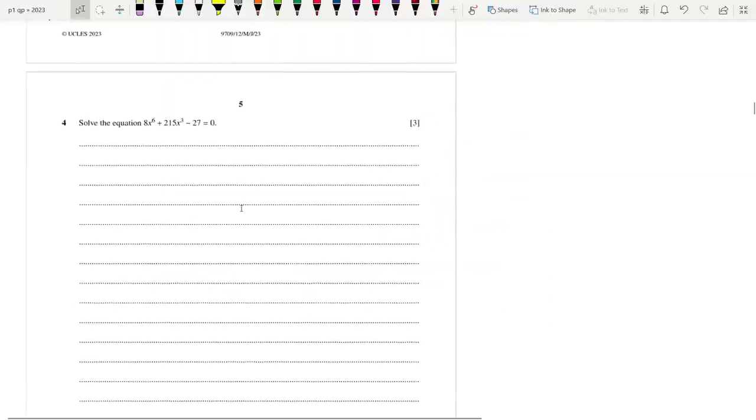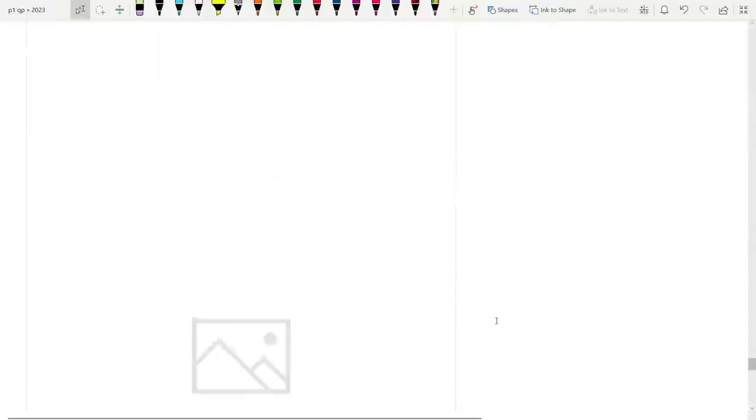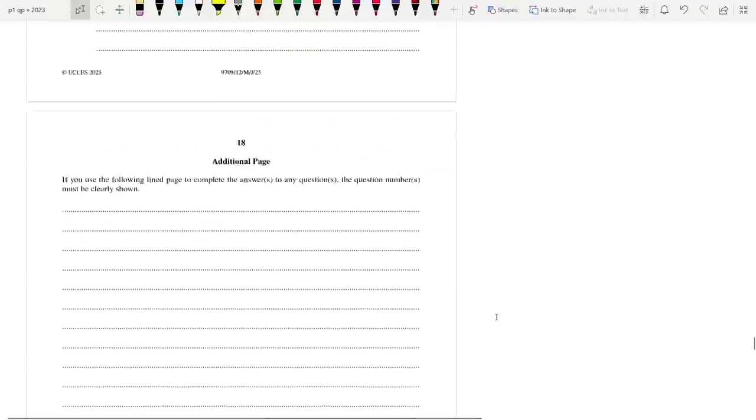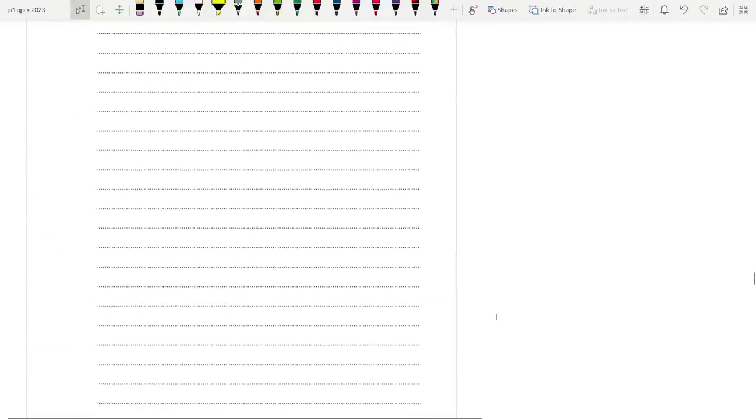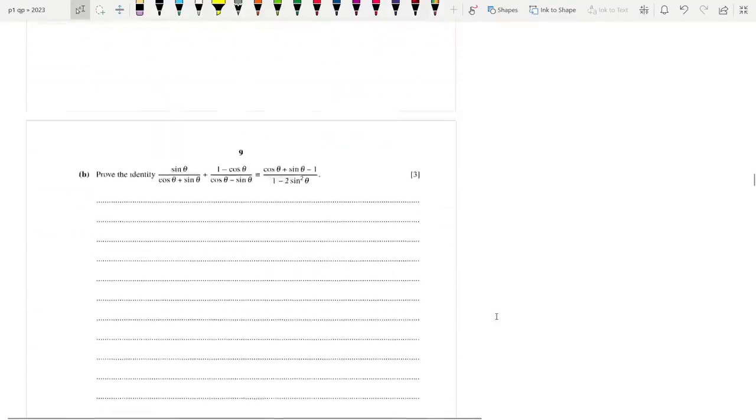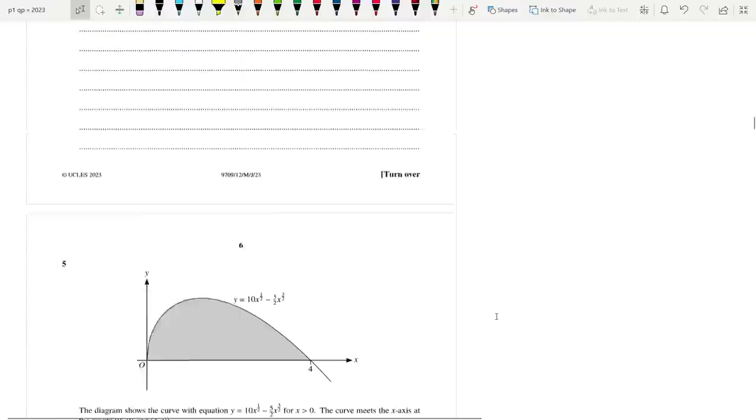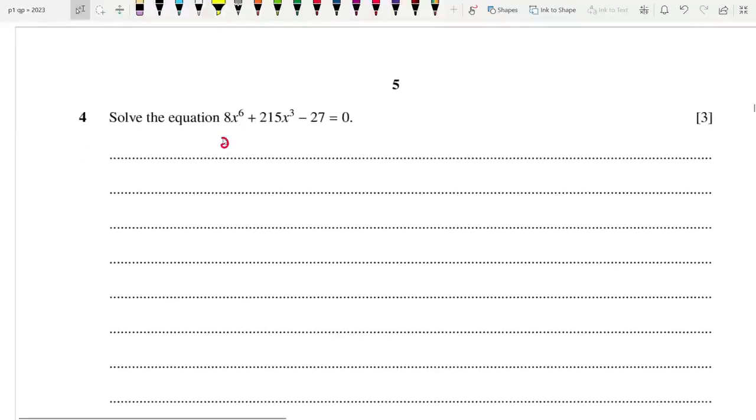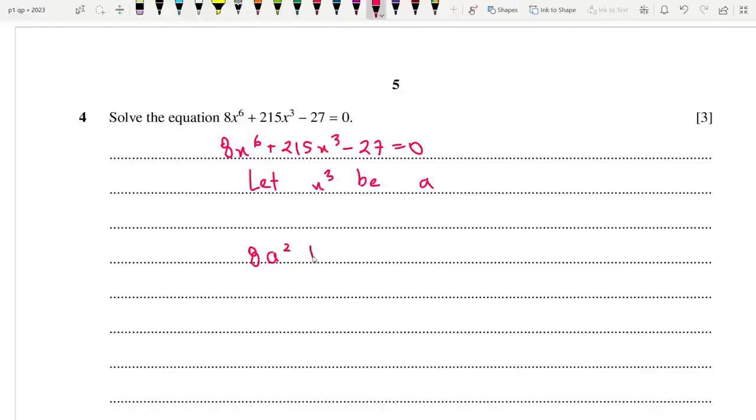Moving on to question number 4. How many do we have in total? 11, okay. It's not going to take that long. Solve this equation: 8x^6 plus 215x cubed minus 27 is equal to 0. So we know how to do this. We have to say let x cubed be a. So 8a squared plus 215a minus 27 equals 0.